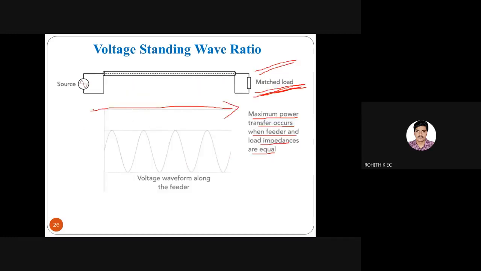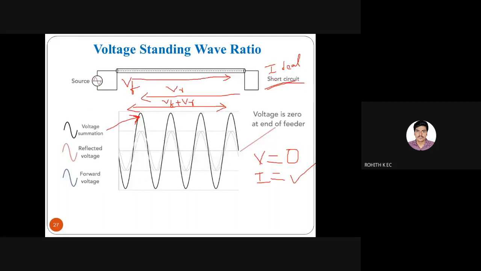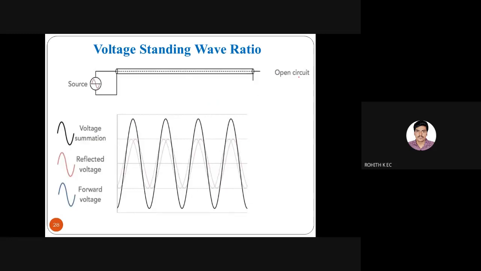Ideally, you should have a movement from left to right like this. But practically, because of either short circuit or open circuit, you will have some forward wave and reflected wave, and the summation of these two is referred to as standing wave. Thus, we will have three waves: forward wave, reflected wave, and voltage summation or the standing wave. Now, this is with respect to short circuit. The same thing would happen for open circuit.